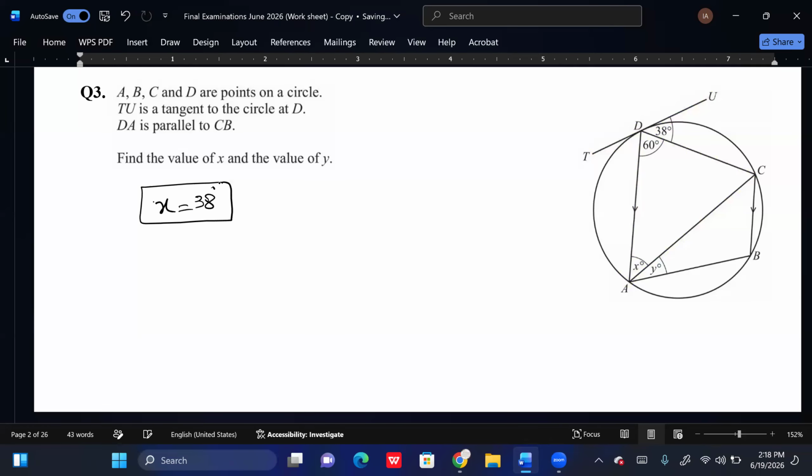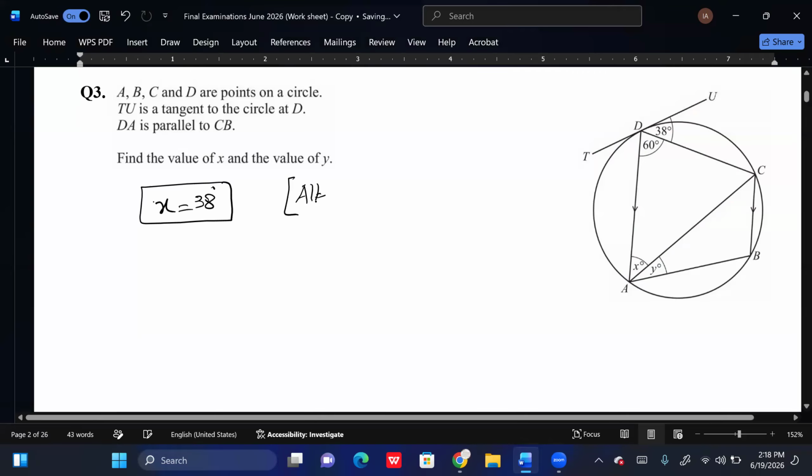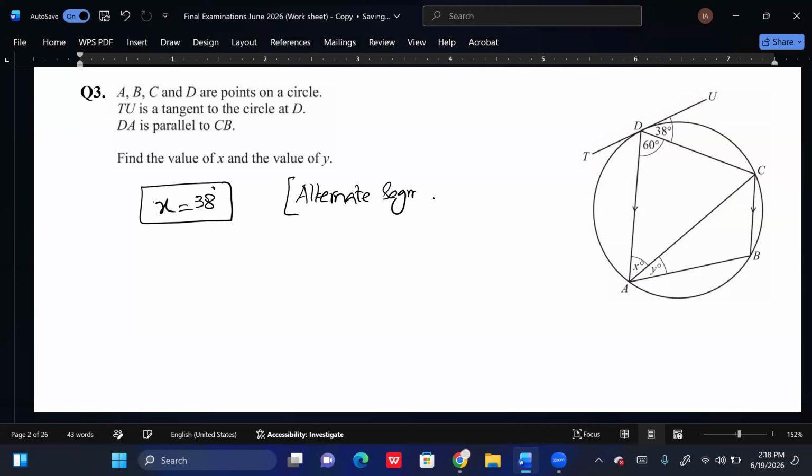Although they did not ask you about the rules which you use here, I'm telling you, if any time they ask you to explain, or ask how you write the rules, you will write alternate segment theorem. That's the first thing.